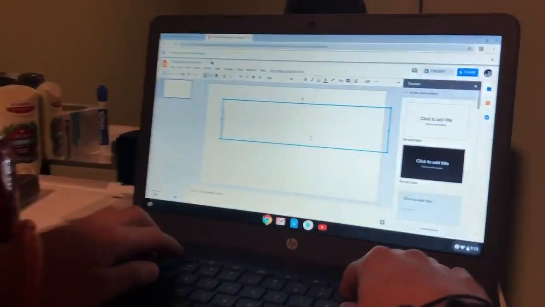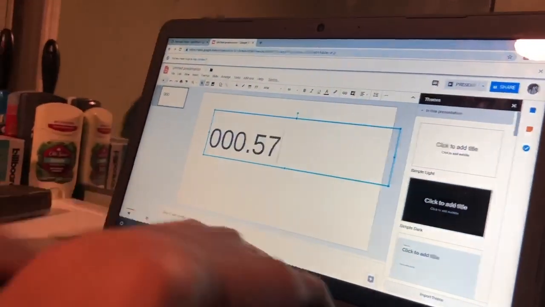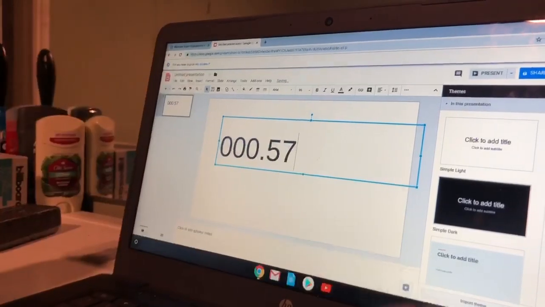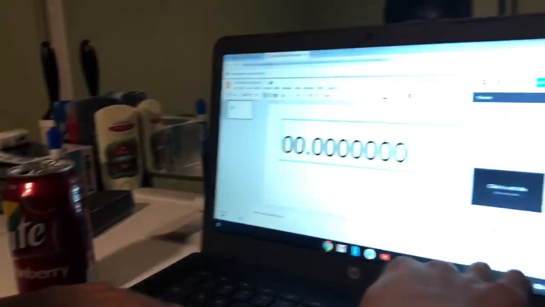Okay, so the next one I'm going to be talking about is zeros before a number. So, for example, if you have 00056, you only have 2 significant figures, and the reason why is because these zeros are placeholders. So even if it's decimals, 0.57, you only have 2 sigfigs, no matter how many zeros you have.